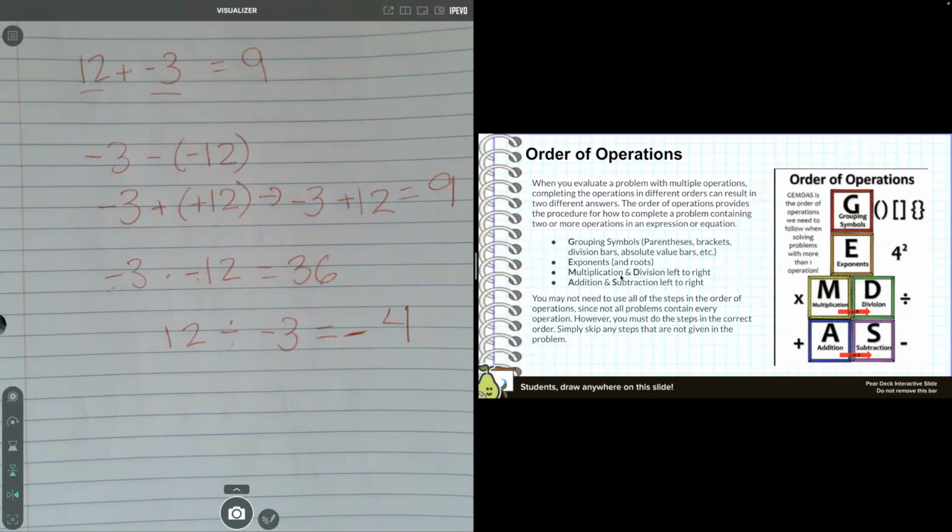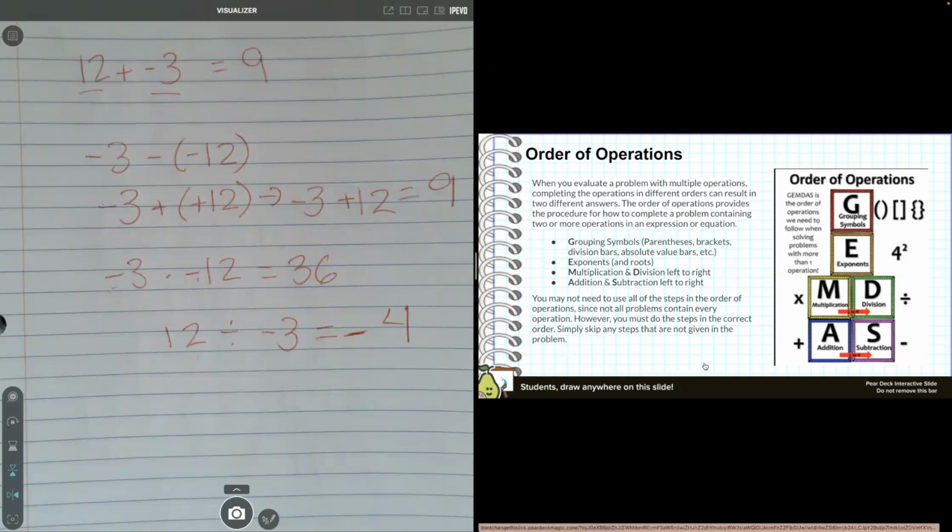Multiplication and division are the same step. They come next. You're going to read the problem left to right. If you see division first, you do that first. If you see multiplication first, you do that first, but they are in the same step. Same thing for addition and subtraction. It is the same step. If you see subtraction first from left to right, you solve the subtraction. If you see addition first, you solve that first.